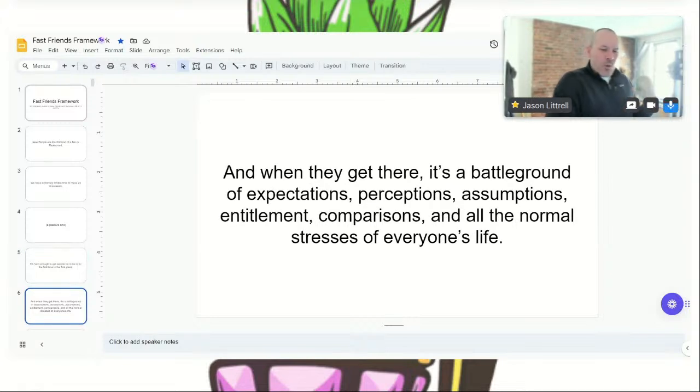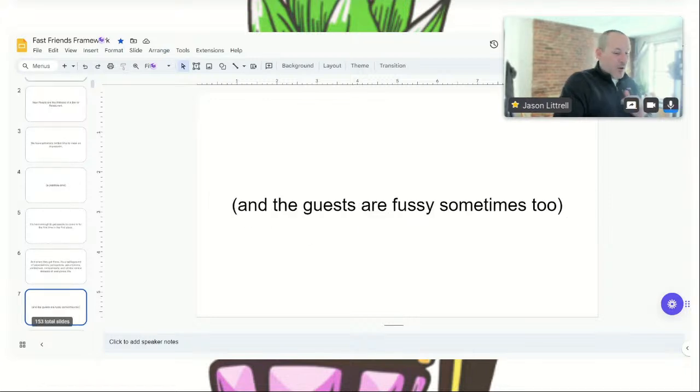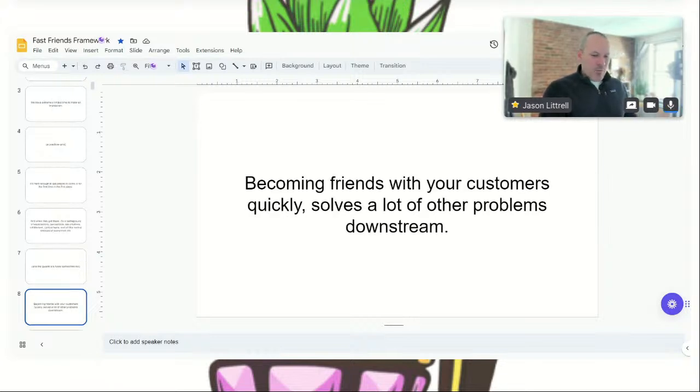So when they get there, it's a battleground of expectations, perceptions, assumptions, entitlements, comparisons, and all the normal stresses of everyone's life. And also we're talking about the guests here too. So both the staff and the guests have all these things that they bring into their experience when they come into you, and that's a lot to manage. We have to be empathetic when we're thinking about that.